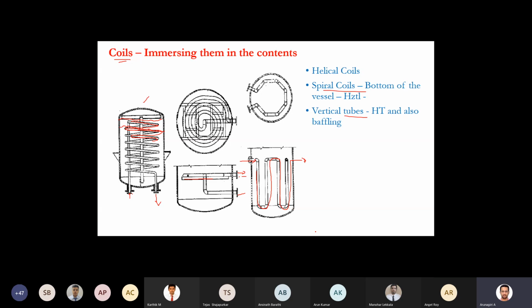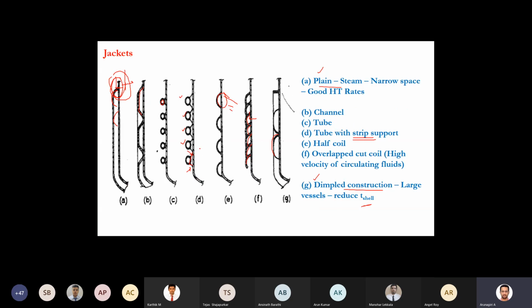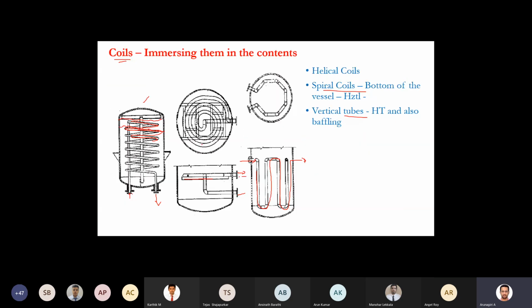Here, when compared to jackets, the coil type arrangements will have more pumping cost. The operating cost will be more. When you compare helical, spiral, and vertical tubes, in the helical and spiral the heat transfer mechanism is mostly by forced convection. Here the flow arrangement is like this, so the pressure drop will be more. In this case, the liquid is flowing up and down against gravity. Also the residence time of the liquid will be more. So the heat transfer.